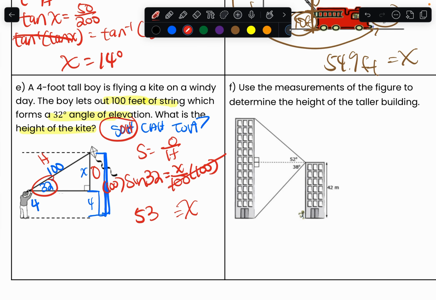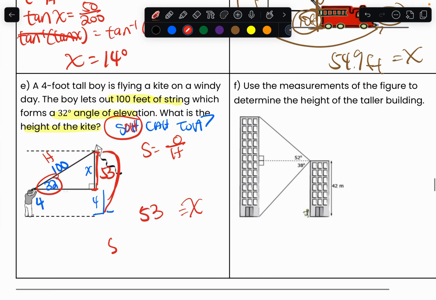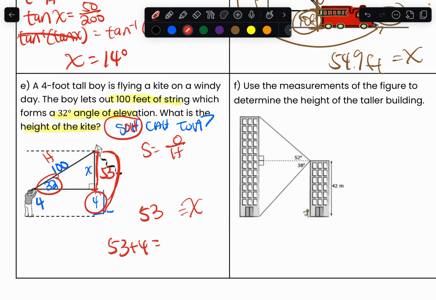Now, is 53 my total height of the kite? The answer is no, because the 53 is actually just the height of the kite to the head of the boy, which is right here. But I need this whole length from here to here. Well, what do I need to do? I need to add 53 plus the height of the boy, which is 4, and that will give me the total height of the kite, which is going to be 57 feet.